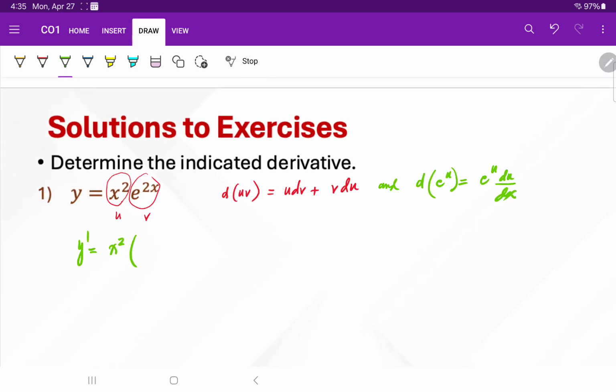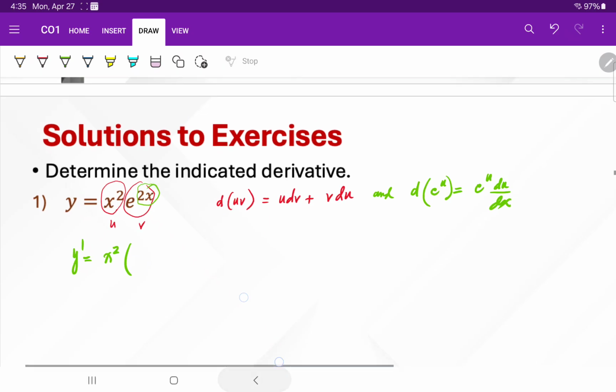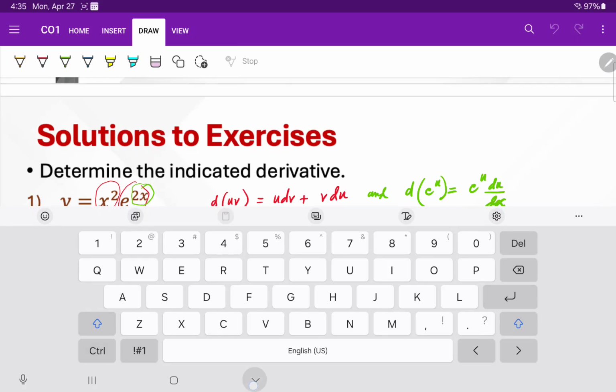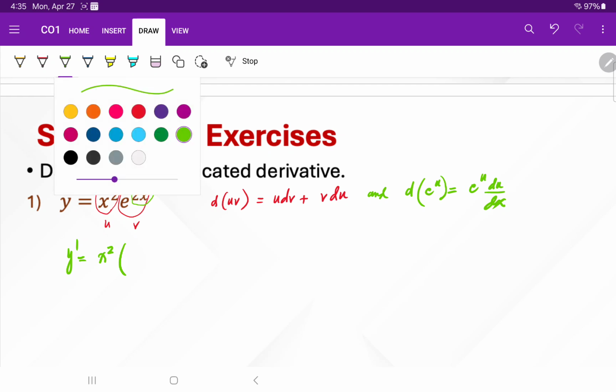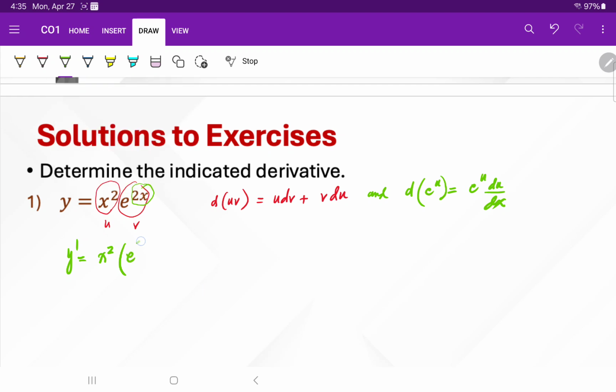Alright, so here in e to the 2x, this is your u. So, what is the derivative of e to the 2x? That will give you e to the u times the derivative of u, which is 2. Your u is 2x. Then plus, we copy e to the 2x because we have u dv plus v du. So, we copy v times the derivative of u, which is 2x.